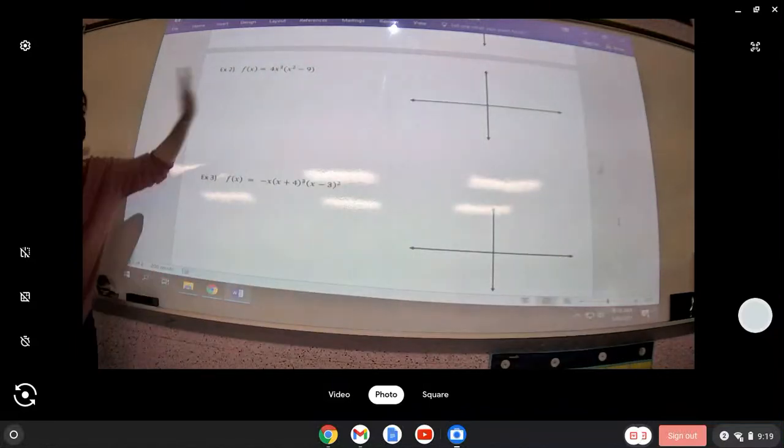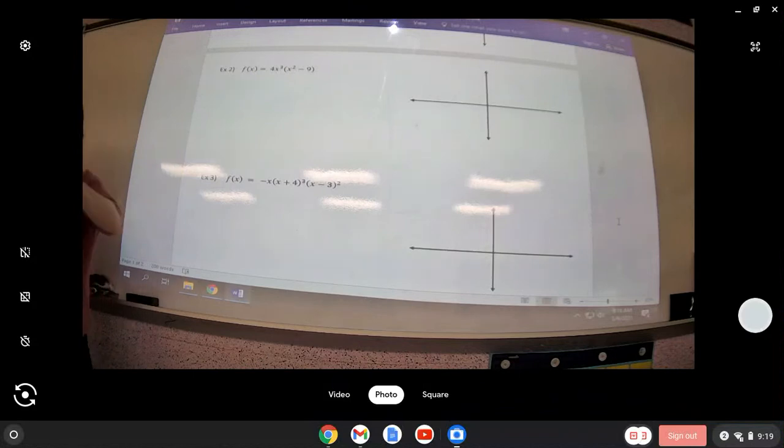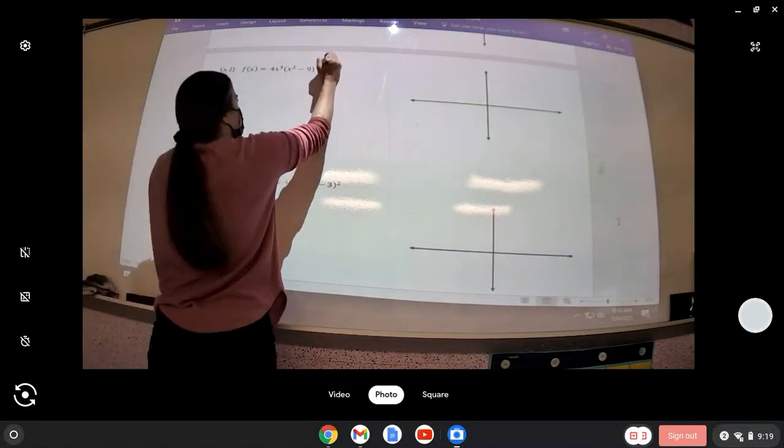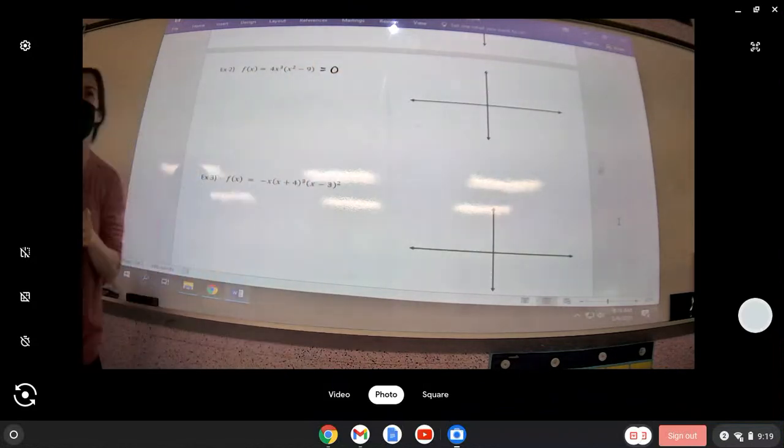All right, let's do number 2. We're going to sketch this graph. It's in factored form, thank God. Let's set it equal to 0. Let's start getting our x-intercepts.